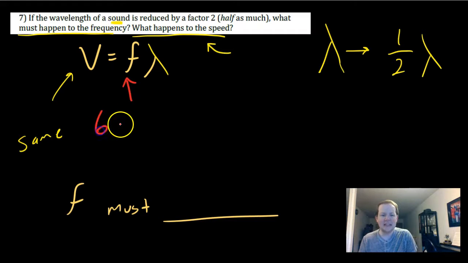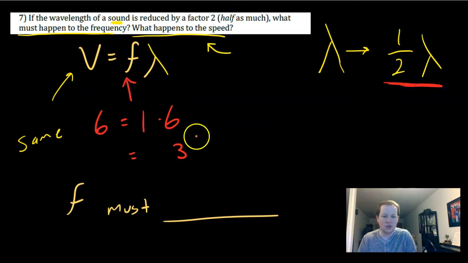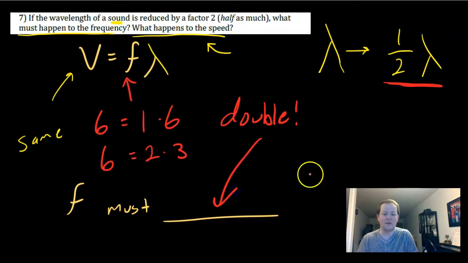If I have 6 is equal to, let's say, 6 multiplied by 1. Okay, the speed, the frequency, the wavelength. And then I say, well, let's make this half as much. Let's make this 3, right? Half as much. Well, if I still have to equal 6, this number, the frequency, has to go up. And how many times does it have to go up? It has to double. So the frequency has to double. Okay, that's the answer there. So for 7, the speed stays the same. The frequency would have to double.